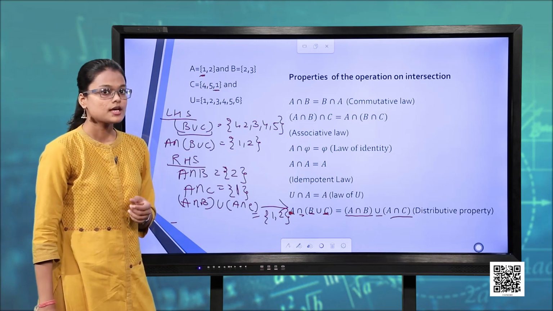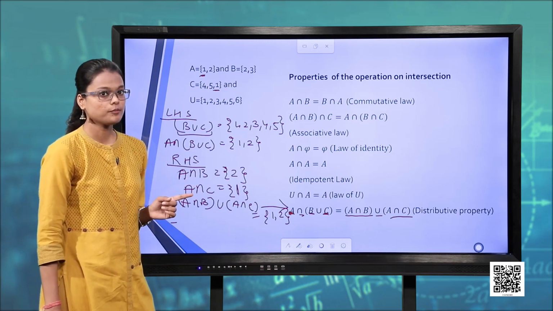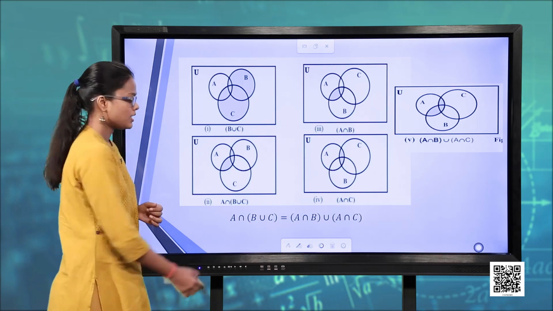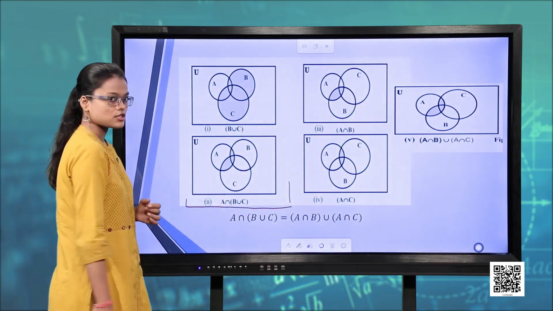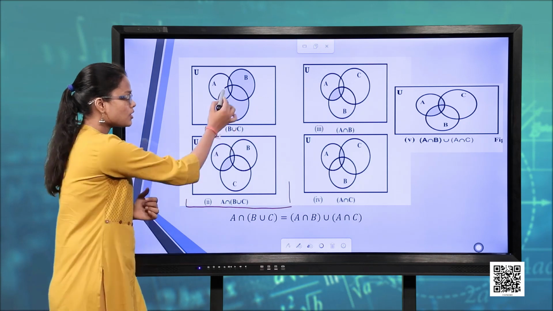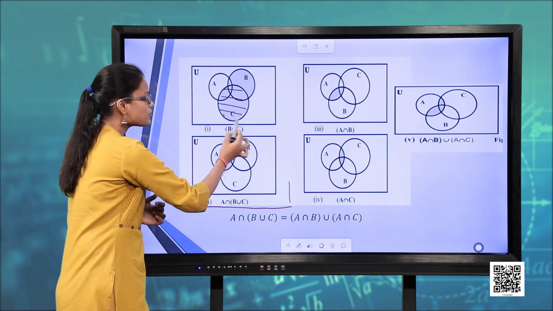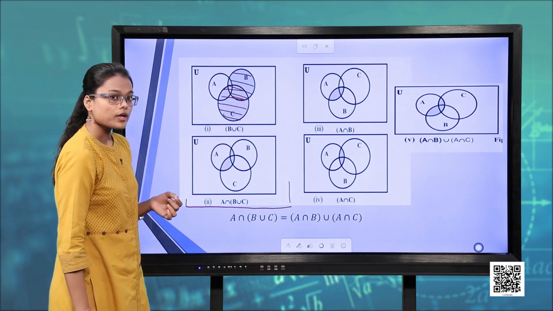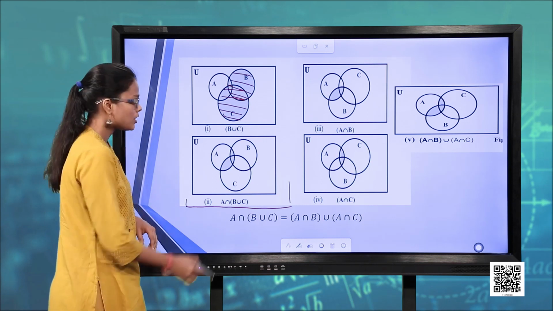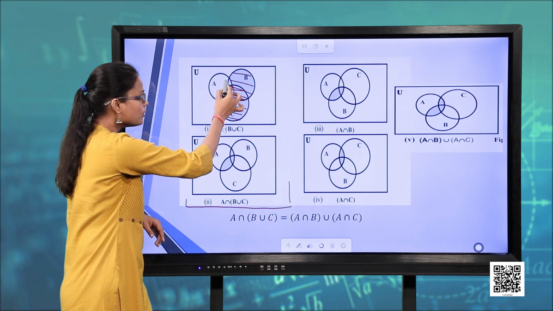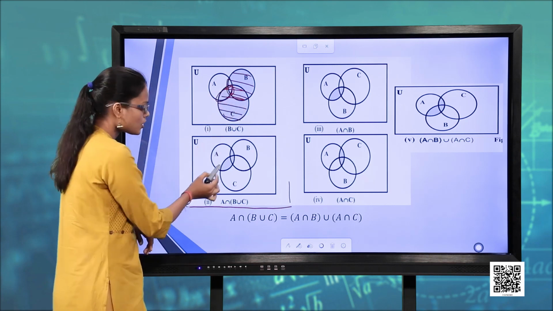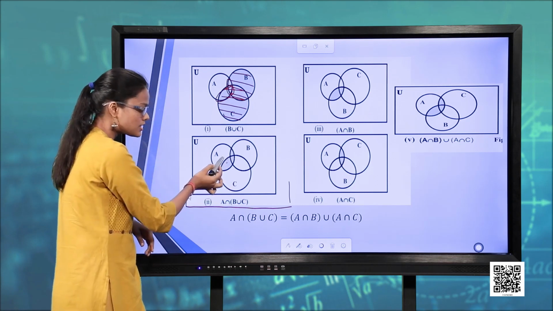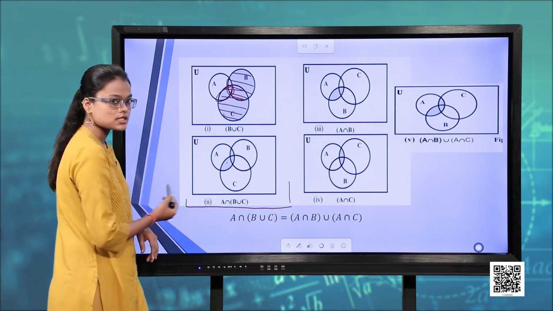We can also verify this distributive property through a Venn diagram. Let us see. Here, this part is representing your LHS part, B union C. So, all this shaded portion is representing B union C. Now, we have to take the intersection with A. So, the part which is common to B union C is this. So, we have shaded these two parts and this shaded region is representing A intersection B union C.